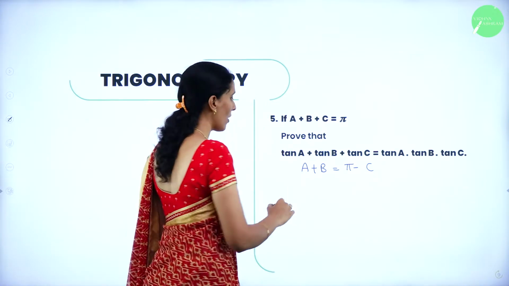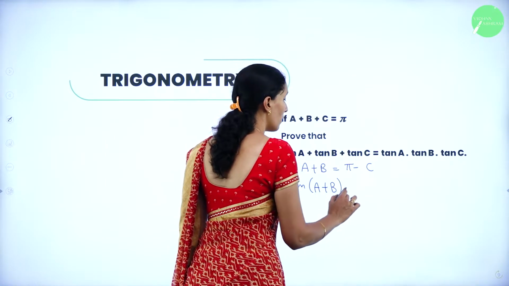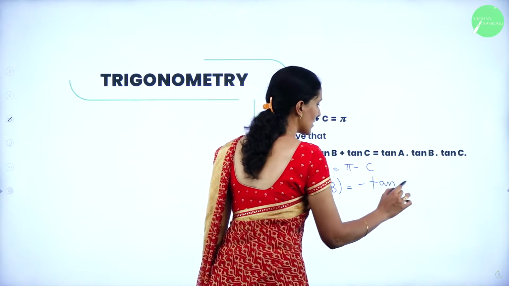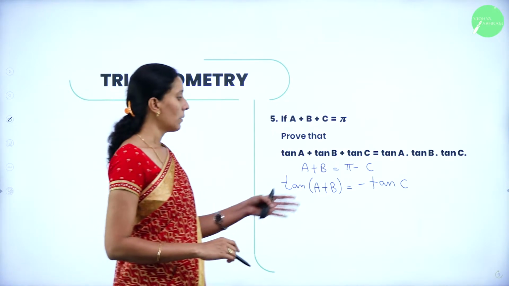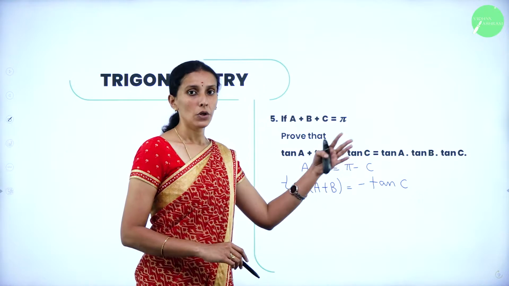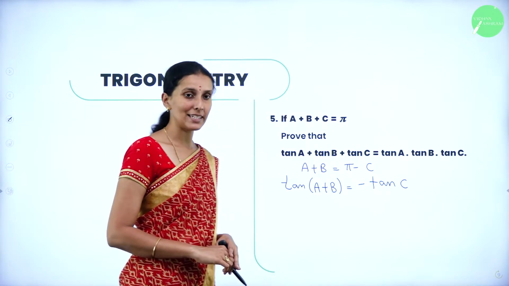When you apply tan on both sides, it is tan a plus b, which can be written as minus tan c. We have learnt already that tan of a plus b can be written as minus tan c, because it is tan 180 minus c, which is negative in the second quadrant. So therefore we can write directly as minus tan c.